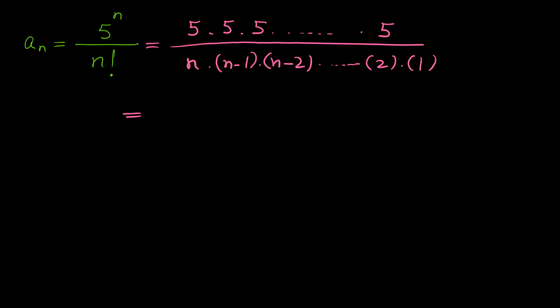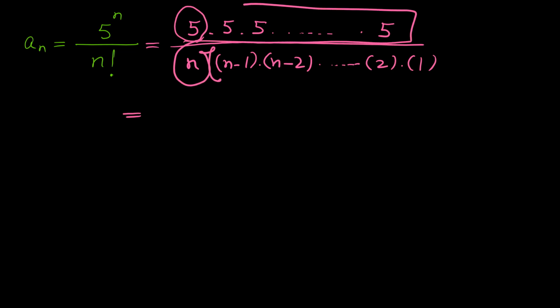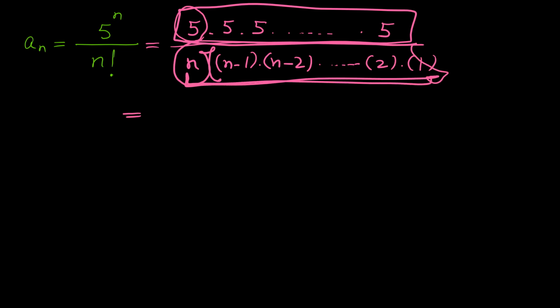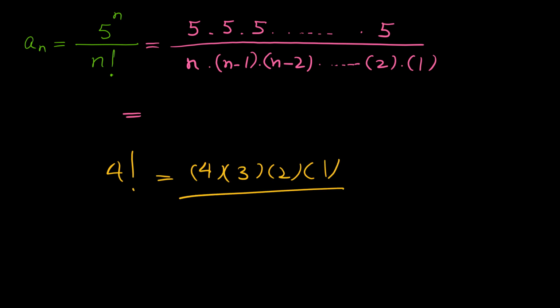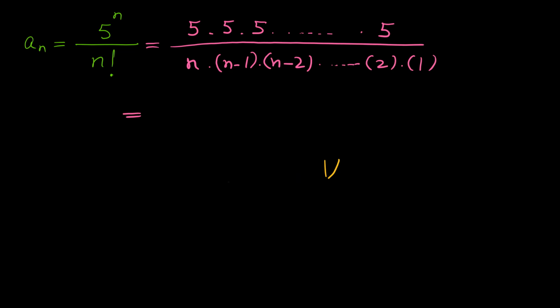Now I am going to separate each 5 over each of these terms. And attention, we have n terms, n 5s in the numerator, and exactly n terms in the denominator. Because, for example, when we have 4 factorial, how many terms do we have? 4 times 3 times 2 times 1, 4 terms. 5 factorial, 5 terms. n factorial, n terms. So we can separate this in this way.